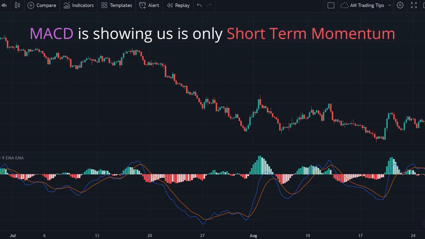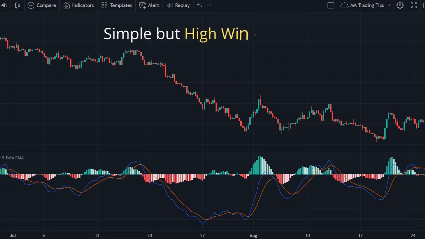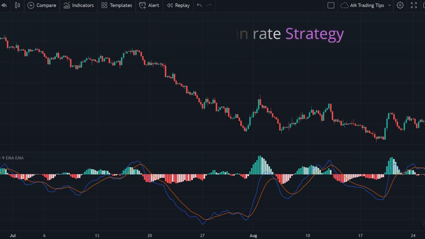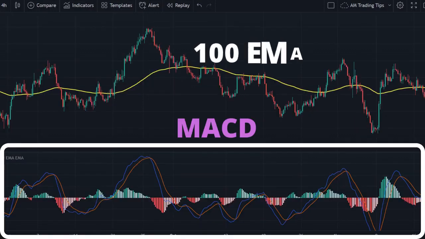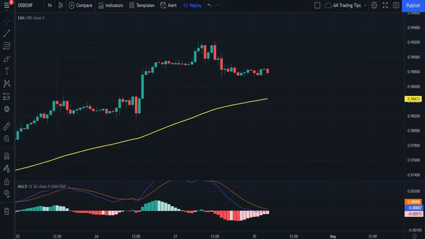We never want to trade against a trend, and so a simple but high win rate strategy that I recommend for beginners is combining MACD with a long-term trend indicator, like the 100 EMA. This way we can trade MACD safely while making sure that we are staying in the same direction as the long-term trend. So this is how you trade the strategy.